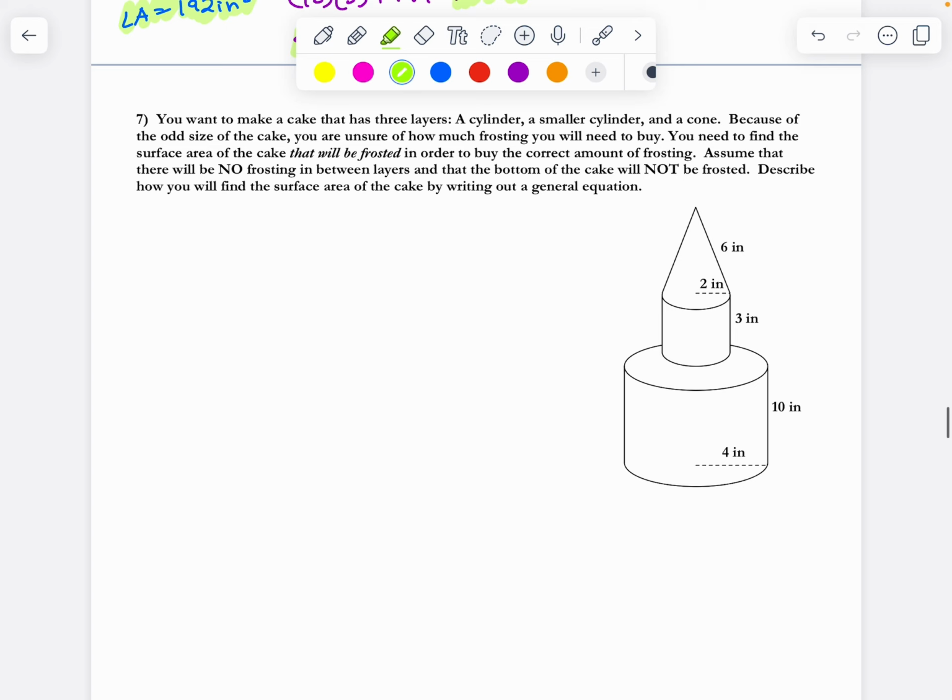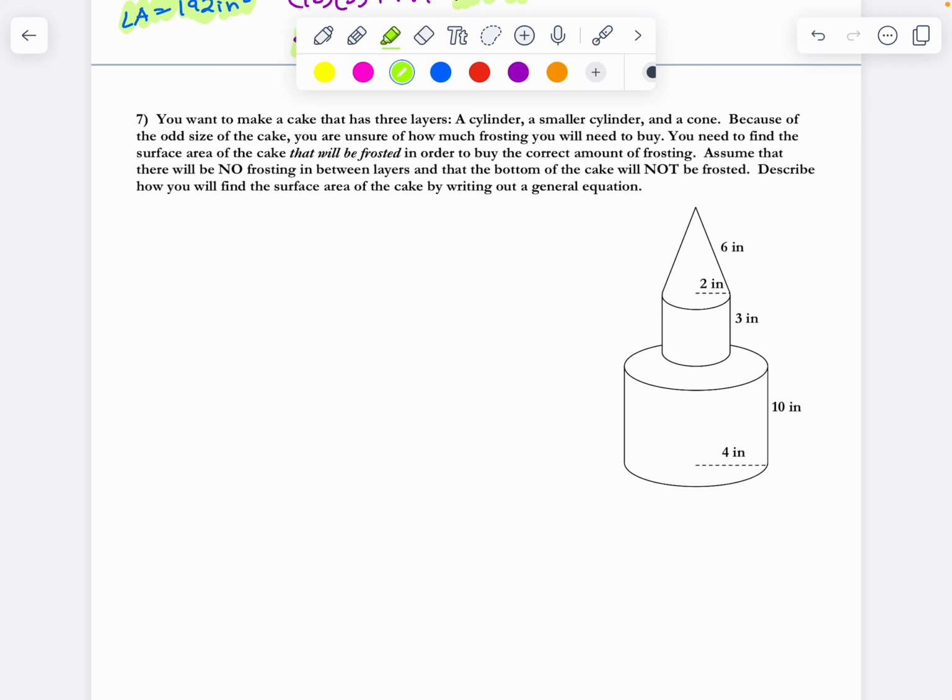So now, first problem of the notes, this cake, as they say. You want to make a cake that has 3 layers: a cylinder, a smaller cylinder, and a cone. Because of the odd size of the cake, you are unsure of how much frosting you will need to buy. You need to find the surface area of the cake that will be frosted in order to buy the correct amount of frosting. Assume that there will be no frosting in between layers and that the bottom of the cake will not be frosted. Describe how you will find the surface area of the cake by writing out a general equation. So actually here we don't even have to solve for anything. We're just going to create a general equation for this.